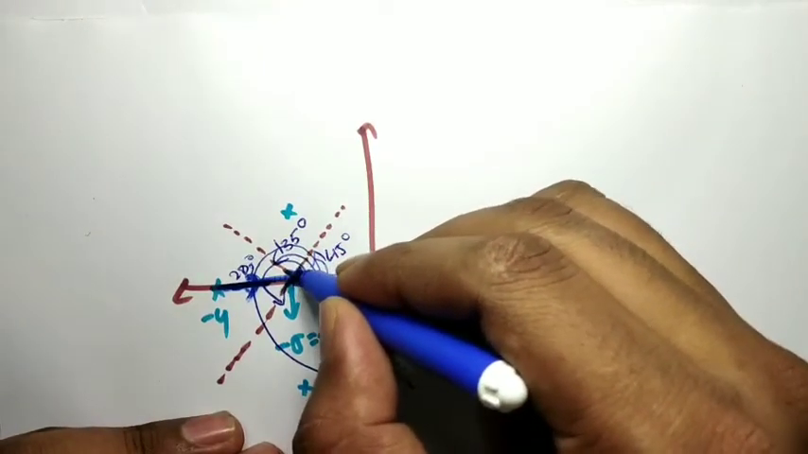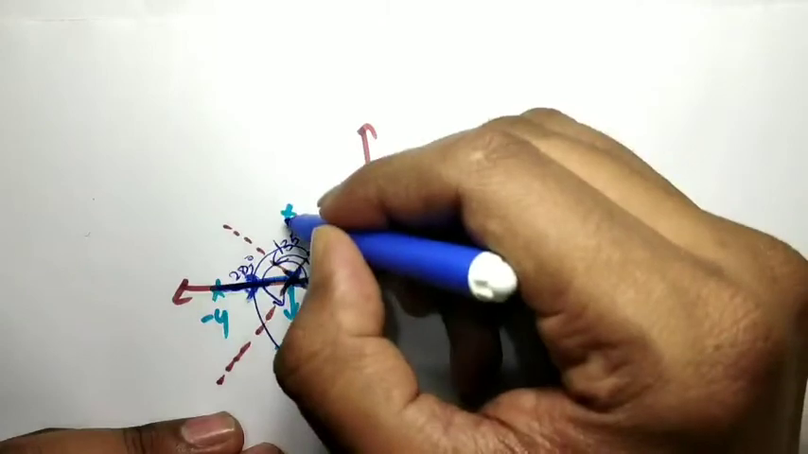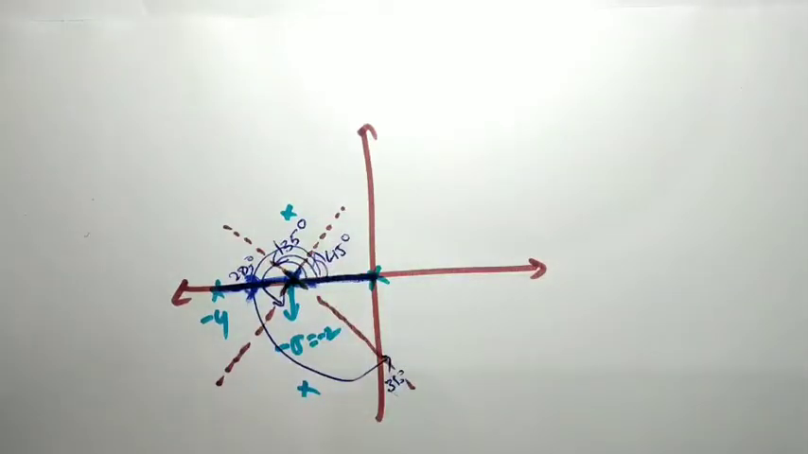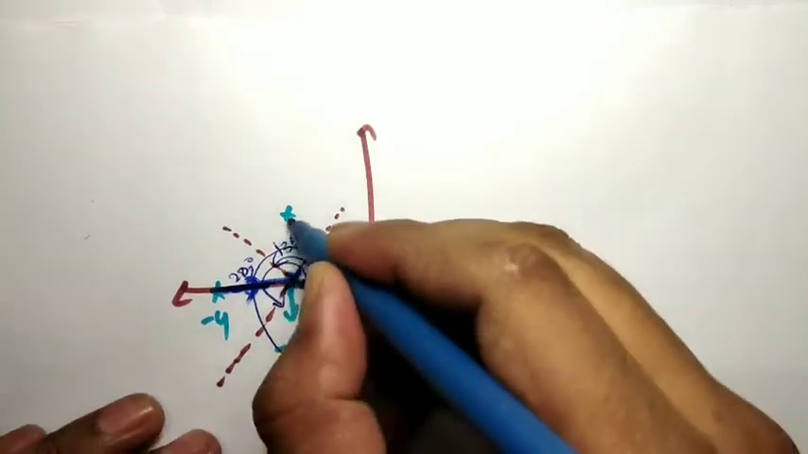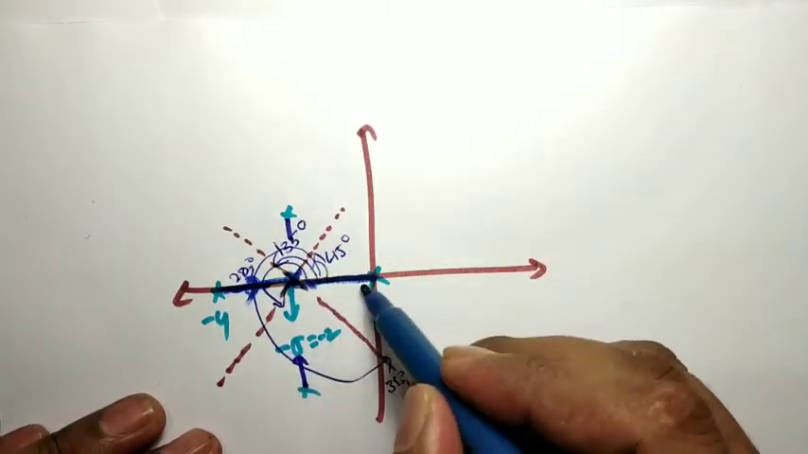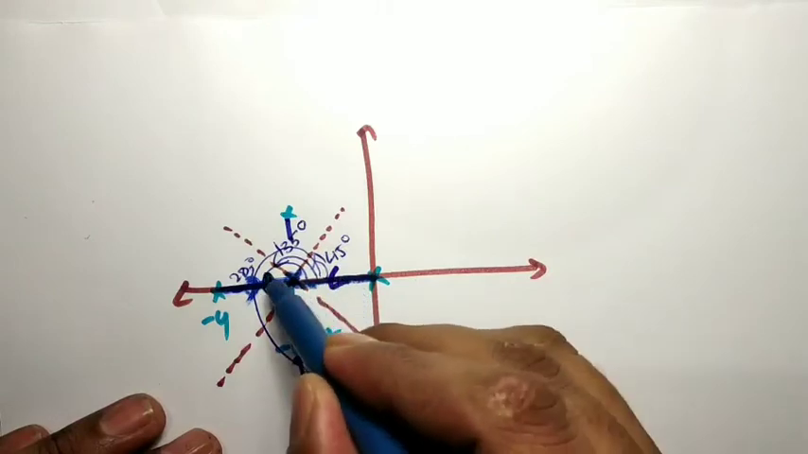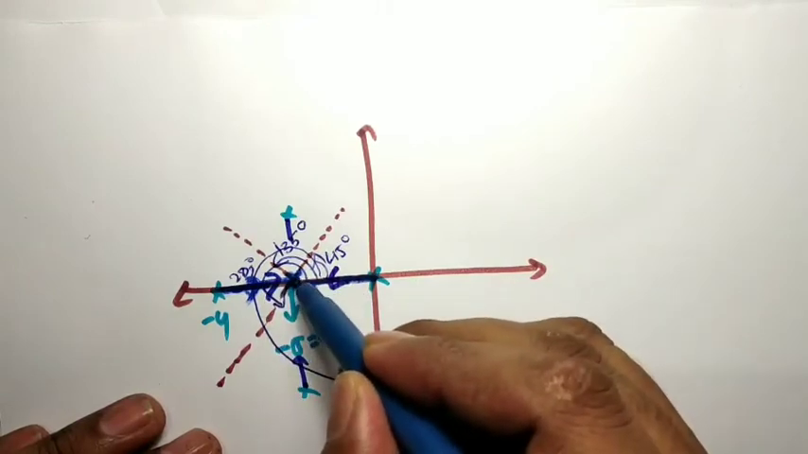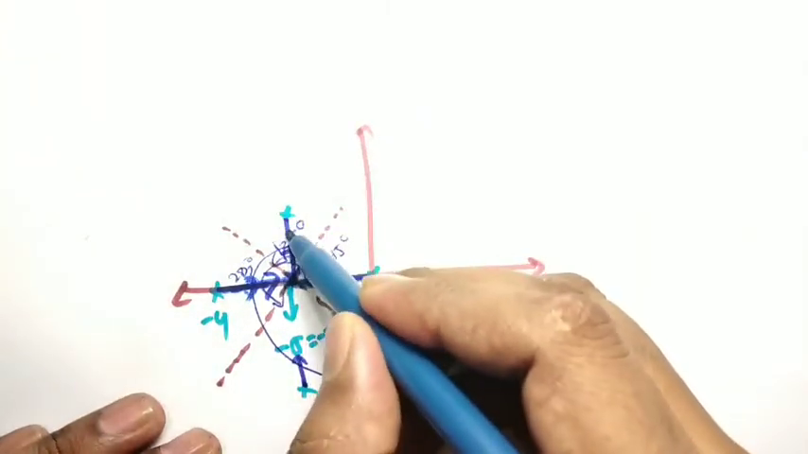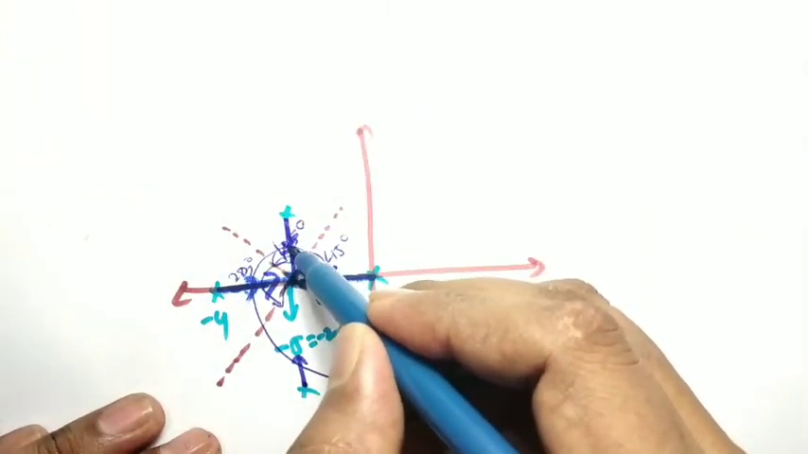So this will move. How will they move? As k increases, this will move in this direction, and this will move in this direction. This root will move in this direction, and after it moves, it will come here and break away. They will go in this direction. This root also will come, and both will break away.